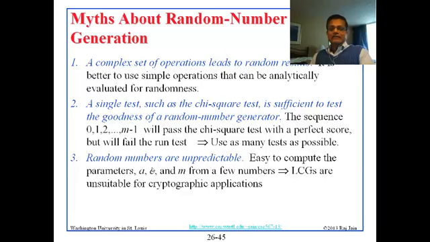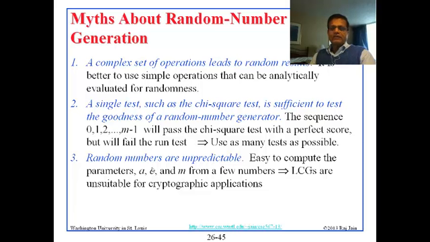Then there's the myth that passing a single test is enough. Most commonly, people who don't know much about statistics will use the chi-square test, and they will show that the chi-square test passes, and that they got uniform numbers and everything else. But that's actually not a good indication of anything. All of these random number generators that we talked about will pass the chi-square test for sure, but some don't pass the multi-plane test and all those things. So really, it's good to use many tests.